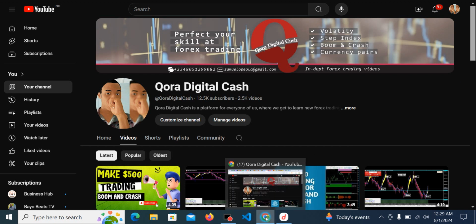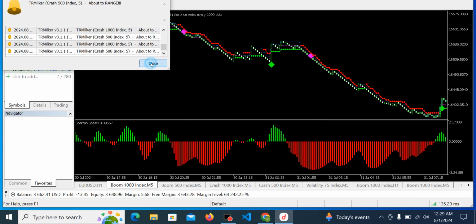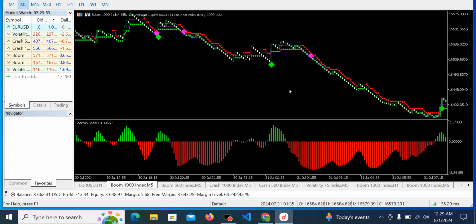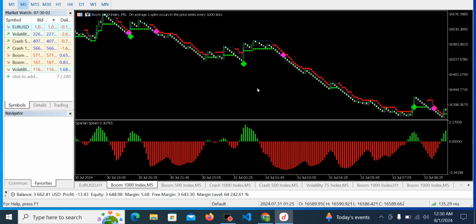So quickly, let's go straight into what we have right here. This is Boom 1000. I would like you to have it on the 5-minute time frame. You can see right here from this resistance zone, like I've always been telling you, we have the resistance zone and we have the major support zone. We also have the trend of the market, and these are trend trading assets. That is why this indicator is very important.